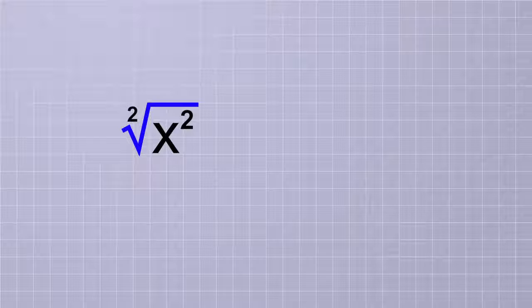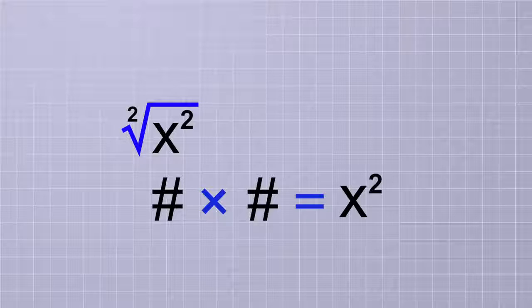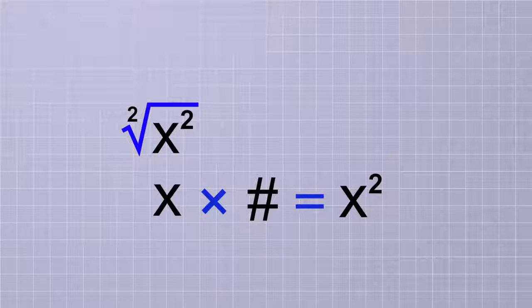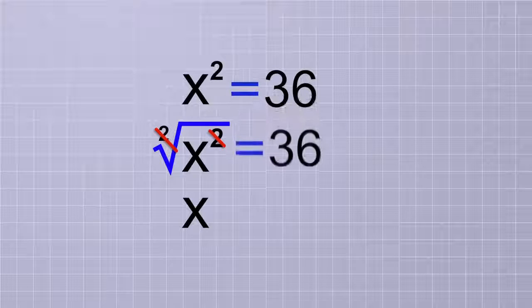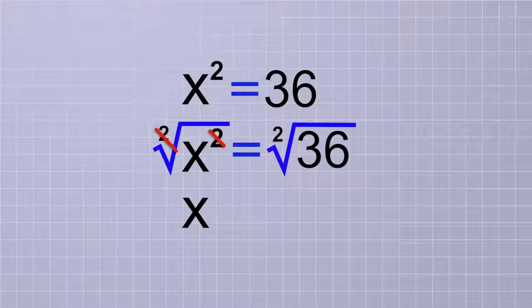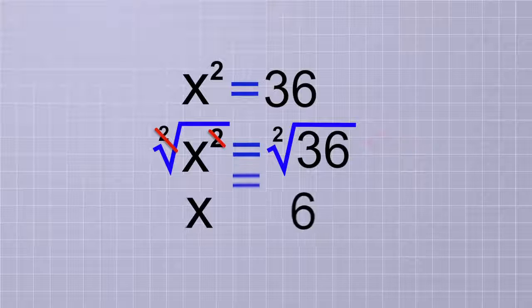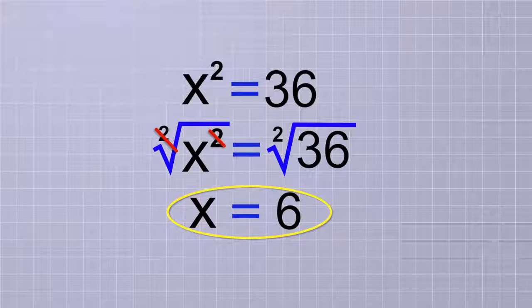It means that you need to figure out what number you can multiply together twice in order to get x squared. But that's easy. X times x is x squared, so that means that the square root of x squared is just x. So to solve this equation, we take the square root of both sides of the equation to keep things in balance. On the first side, the operations cancel out, leaving x all by itself. And on the other side, we have the square root of 36, which is 6. So the answer to this problem is x equals 6.